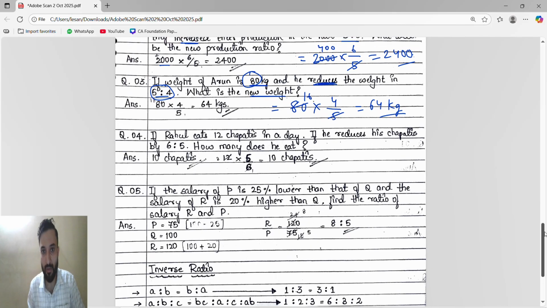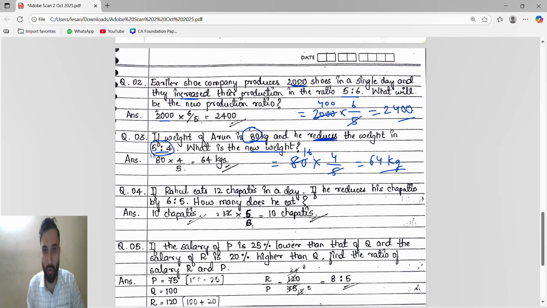That's it. So see here, it was 2000. Then increased means it reached 2400. Means we are getting it correct. It was 80 and it reduced and reached 64. Means it was correct.